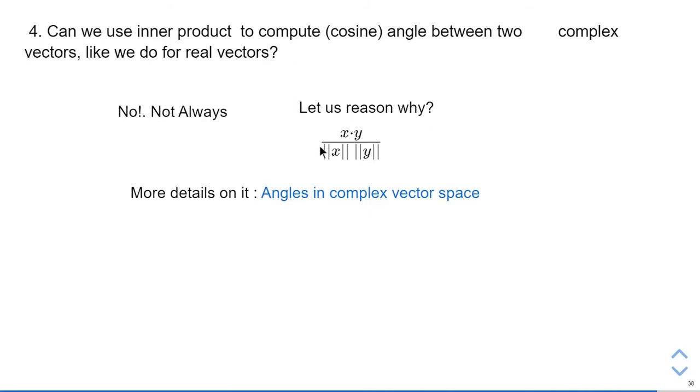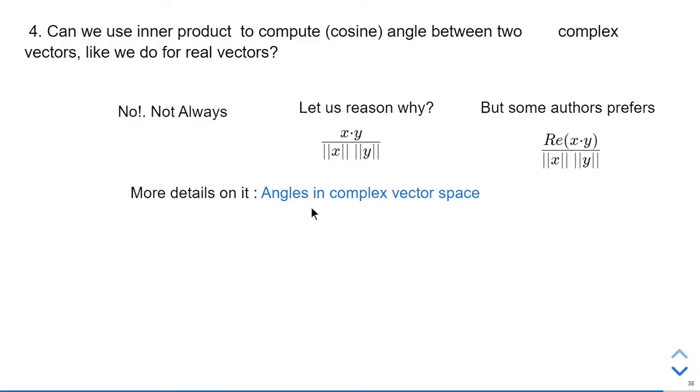But in the case of complex vector space, x dot y is not always going to be a real number. For some vectors it might turn out to be a real number, but for other vectors it turns out to be a complex number. So defining a cosine angle gives rise to some ambiguities or inconsistency in the definition of angle. Some authors prefer this way as well: you just take the real part of the result and then compute the angles. But there are differences of opinion about this.